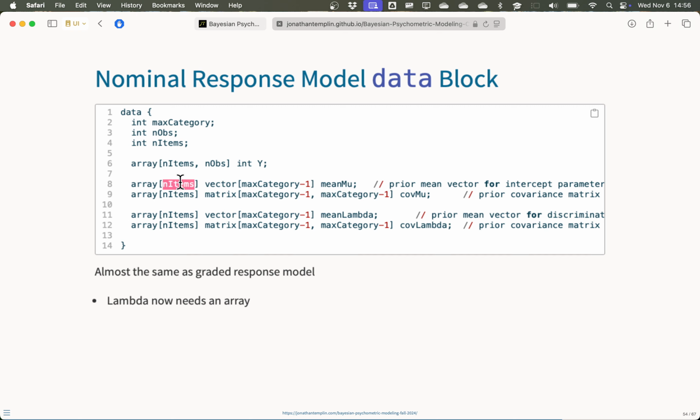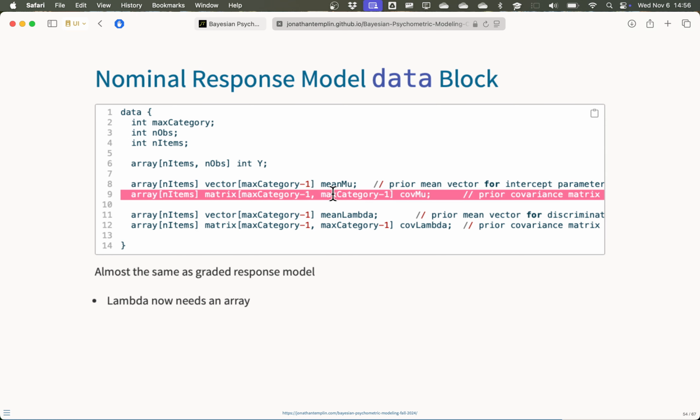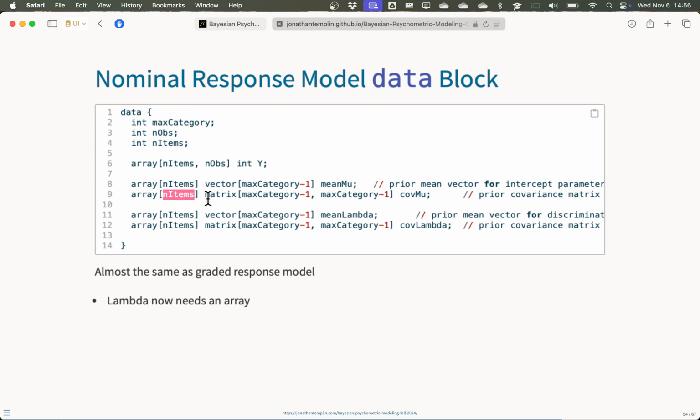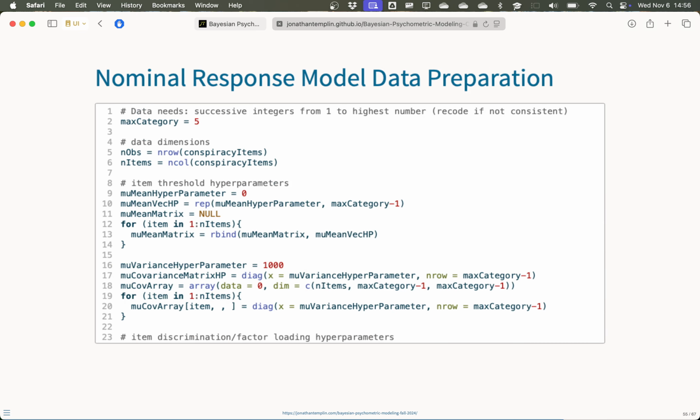So the array itself for the mean vector is number of items by 4 categories, or 10 by 4. And then there's a 3-dimensional array for the covariance matrix that's number of items by number of categories minus 1 by number of categories minus 1. So for each item, there's a 4 by 4 covariance matrix. And this whole syntax is repeated for mean lambda and cov lambda below. Both of those need the same array.